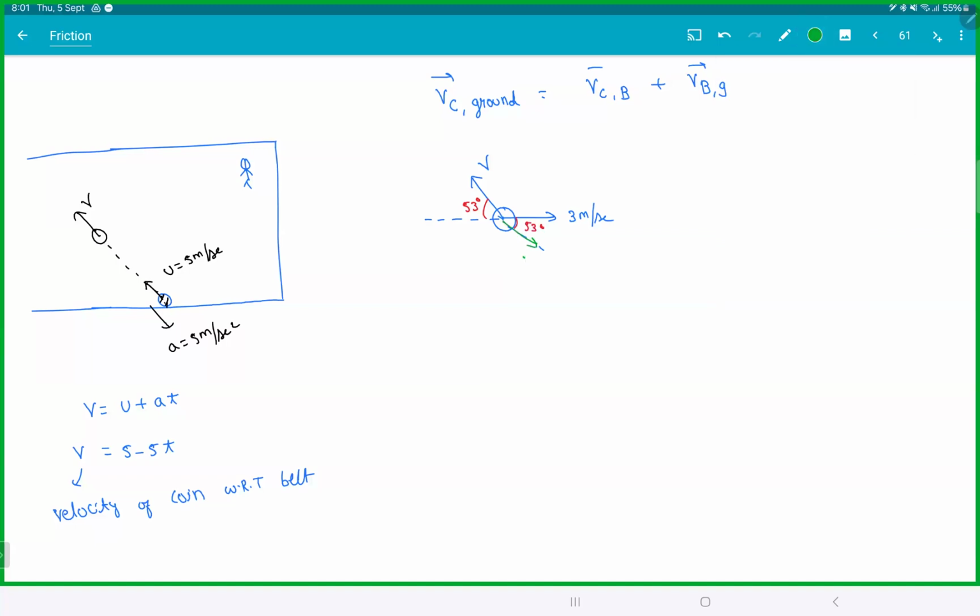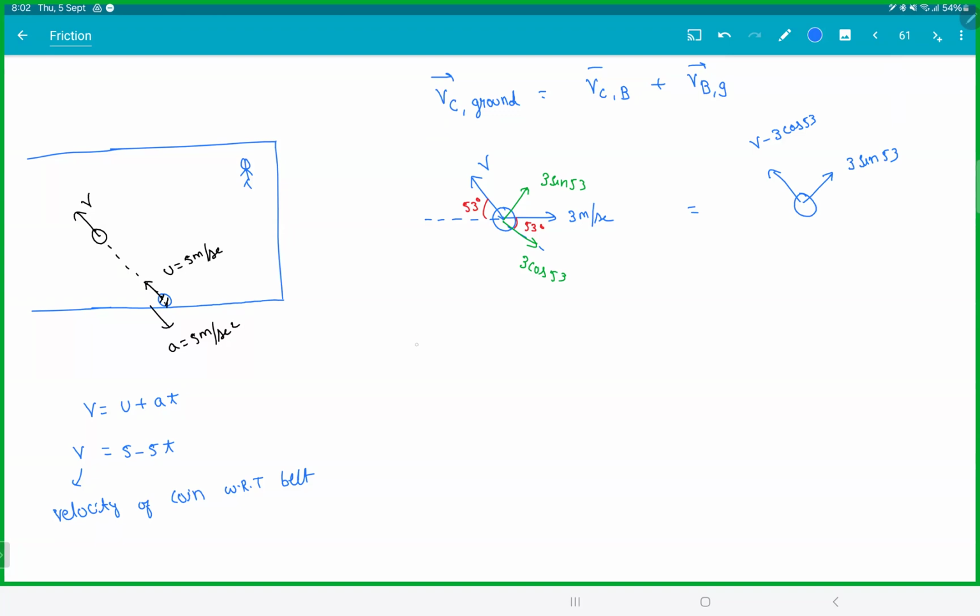So this component will be 3 cos 53. This component will be 3 sin 53. End of the day, you just need velocity in two perpendicular directions. Meaning this coin's velocity will be in this direction, v minus 3 cos 53. And in this direction, it will be 3 sin 53.